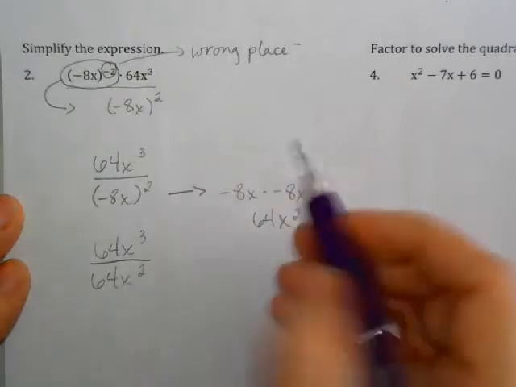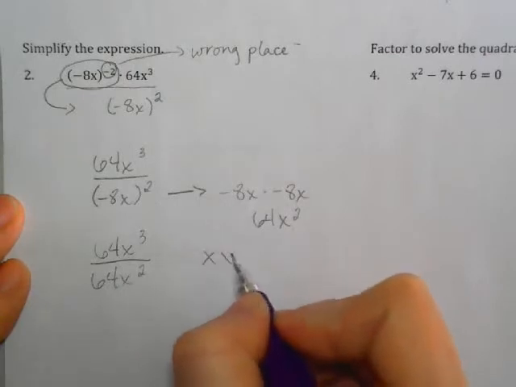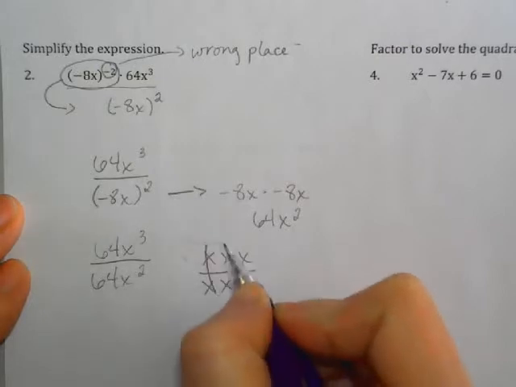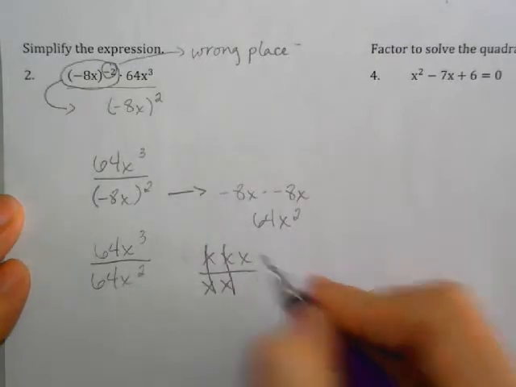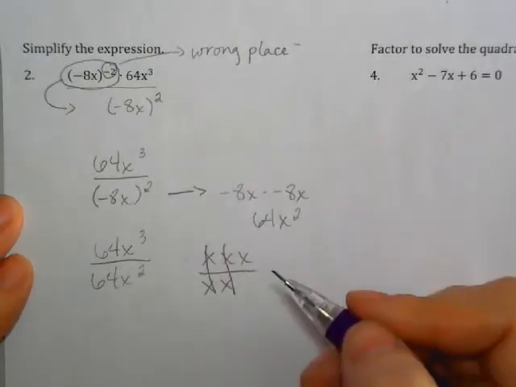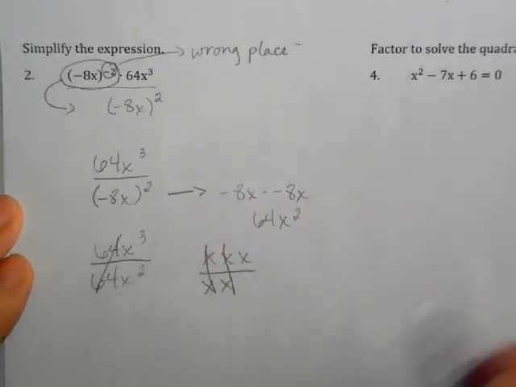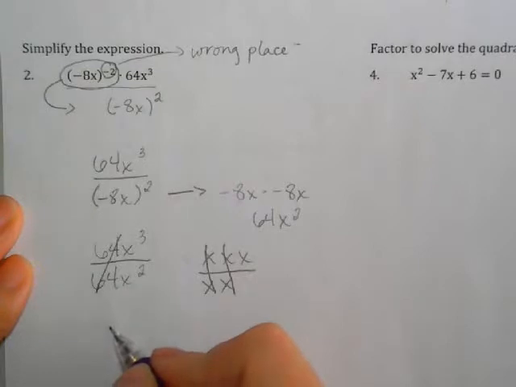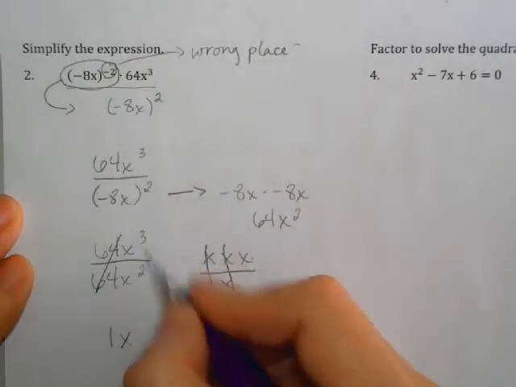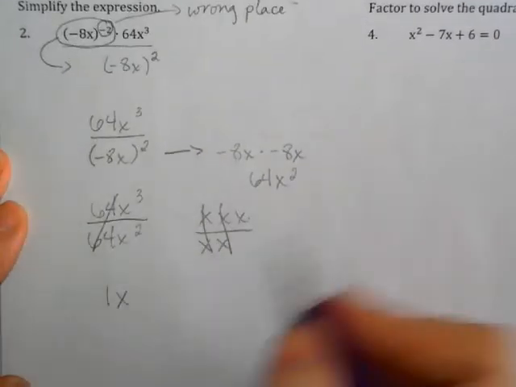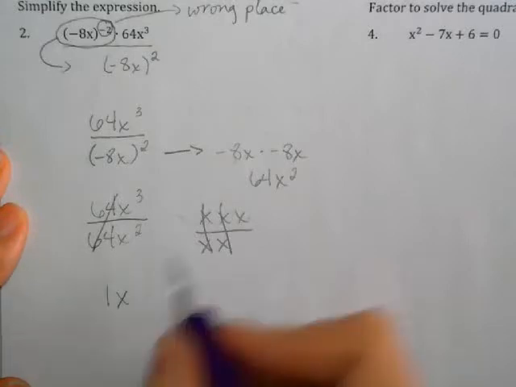It would just come out as x, right? Because if I have x to the third on the top and x squared on the bottom, and I divide those out to 1, all I'm left with is that single x. What about the 64s? 64 divided by 64 would be 1, and x to the third over x to the second leaves x. I can just leave that as x if I'd like to, or I can leave it as 1x. Either way is fine.